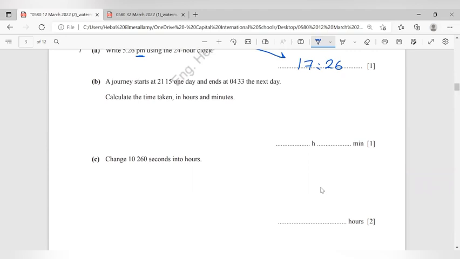A journey starts at 21:15 one day and ends at 04:33 the next day. Calculate the time taken in hours and minutes. In this case, first of all, check the minutes part. 15 turned to be 33, so you have to get the difference between 15 and 33. This means I have 18 minutes. Okay, from 21 to 4, I'm going to count. 21 means 9 p.m. From 9 p.m. to 4 a.m. of the next day, you'll find that it's 7 hours. So the final answer is 7 hours, 18 minutes.